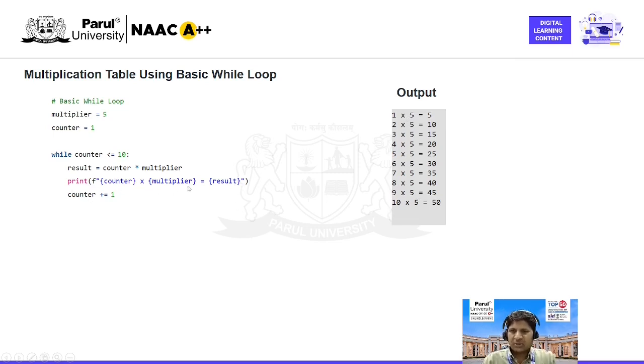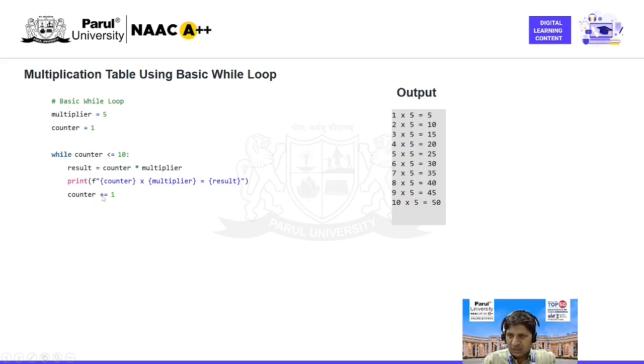Print counter into multiplier into result. You can see the table format. Counter plus equal to means this one is increment. Multiplier 5, counter 1. While counter is less than or equal to 10. Yes, counter is less than or equal to 10. Result equal to counter, that is 1 into multiplier 5. Print counter 1, multiplier 5, equal to the result, 5 into 5, 5.